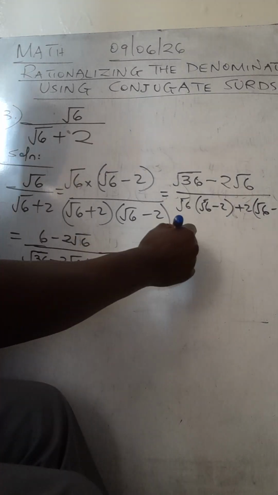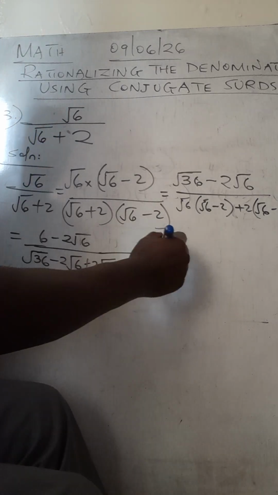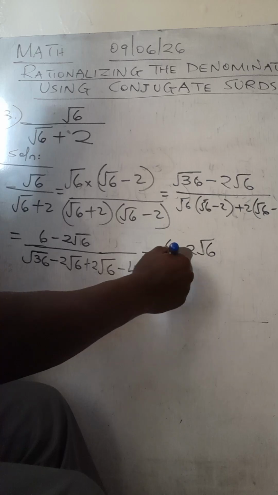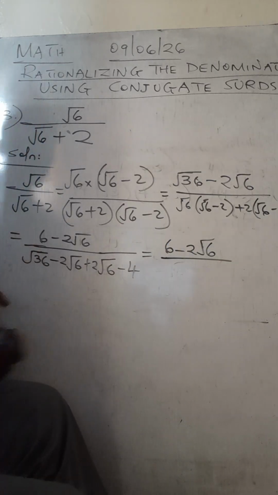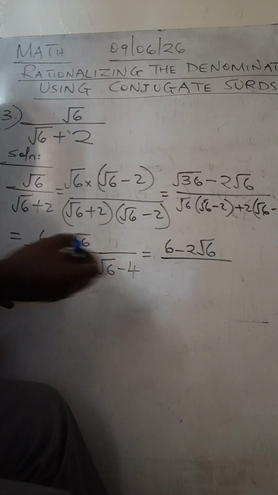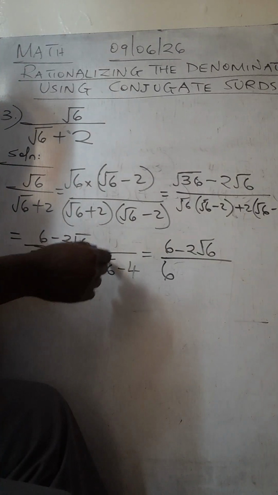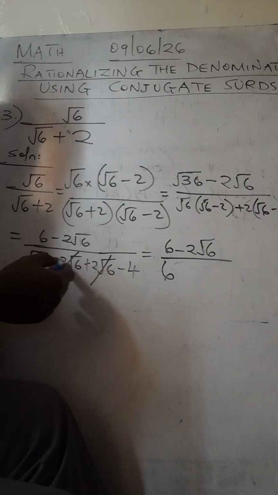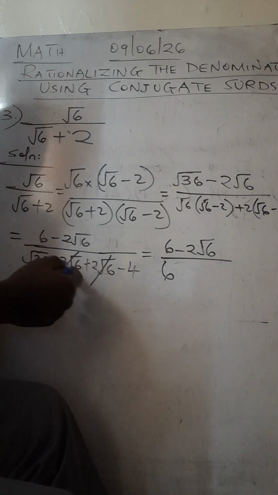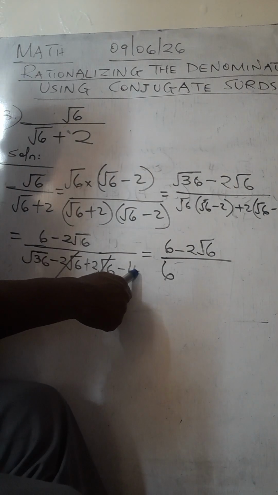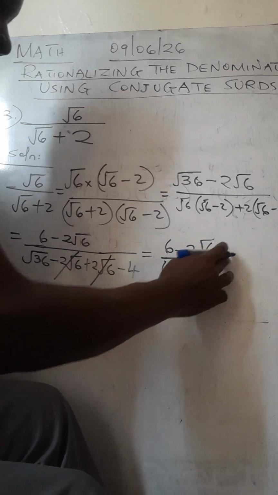So you have 6 minus 2 root 6 over, square root of 36 is 6. This and these are like terms, they are equal and opposite in sign, so we eliminate them. So you have 6, square root of 36 is 6 minus 4 down here.